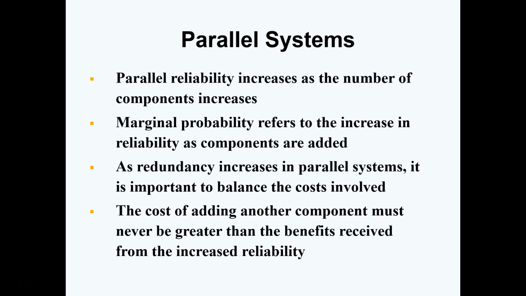Some of the facts in parallel systems is that system reliability will increase as the number of components increases. Marginal probability refers to the increase in reliability as components are added. As redundancy increases in parallel systems, it's important to balance the cost involved. The cost of adding another component must never be greater than the benefits received from the increased reliability.